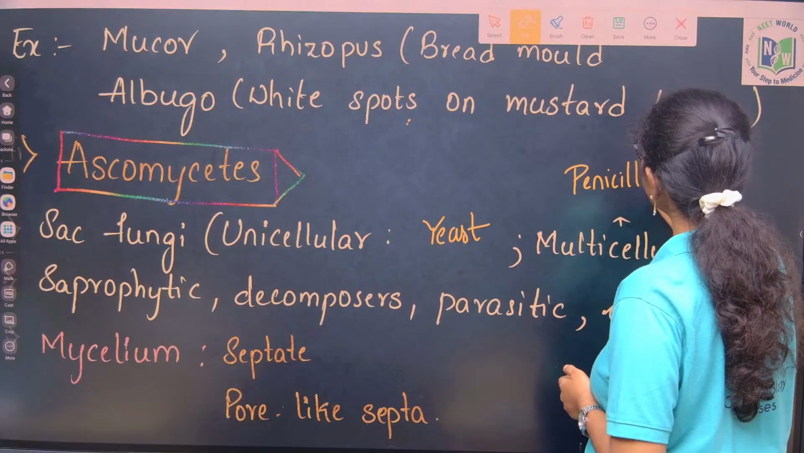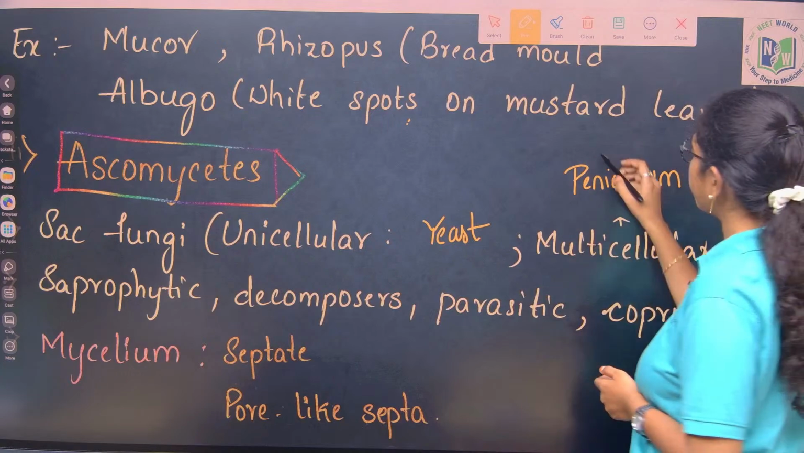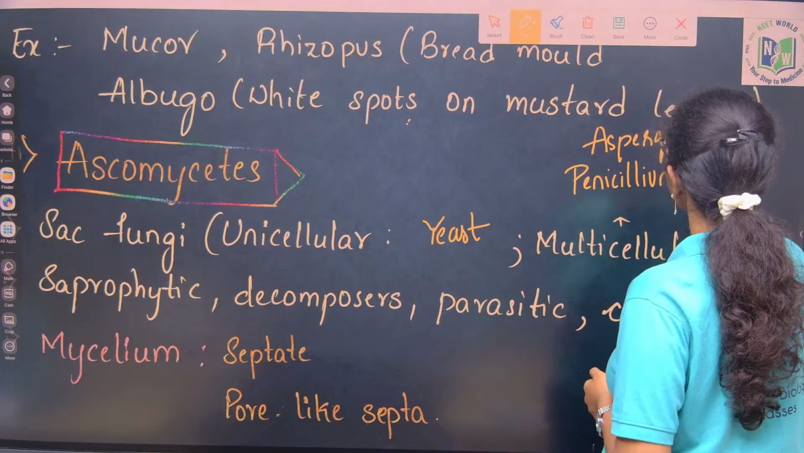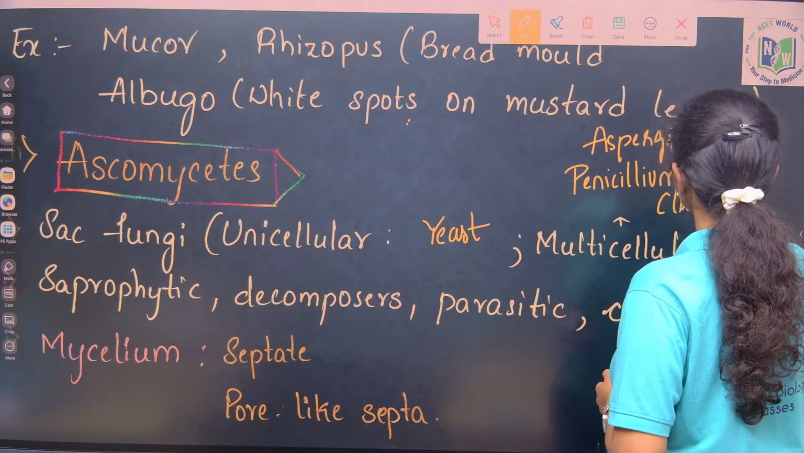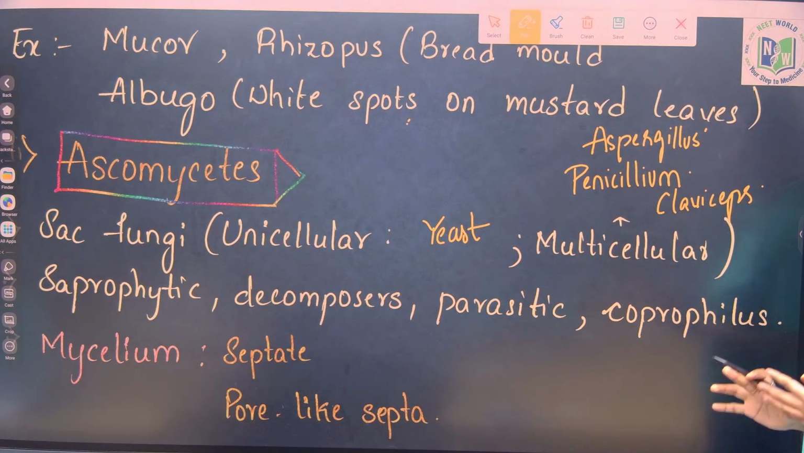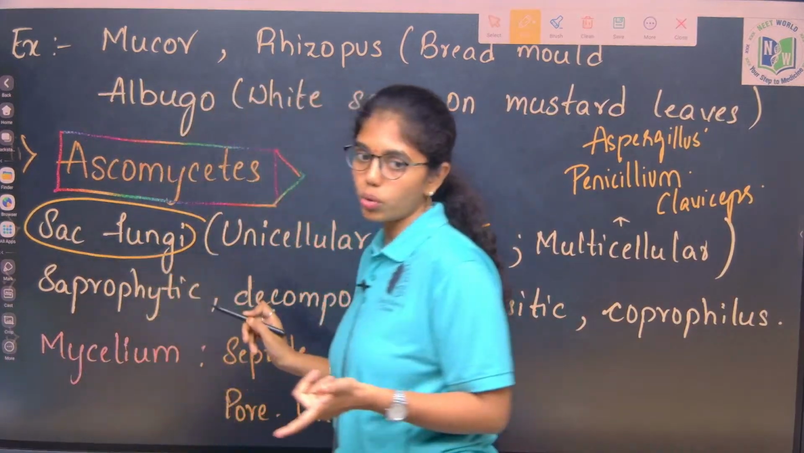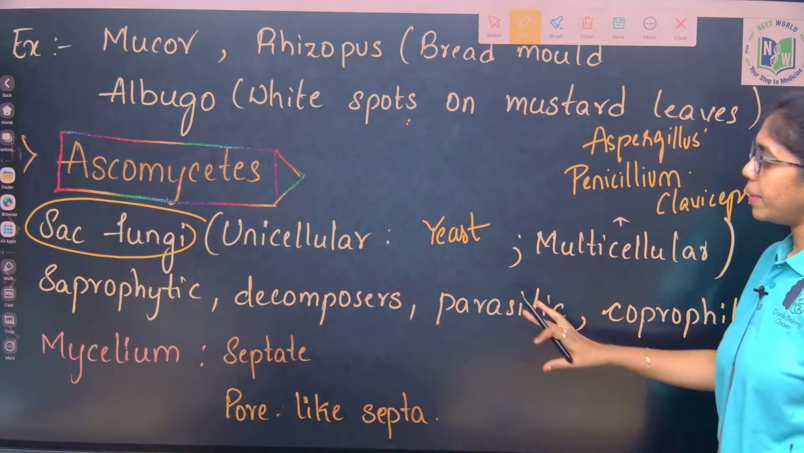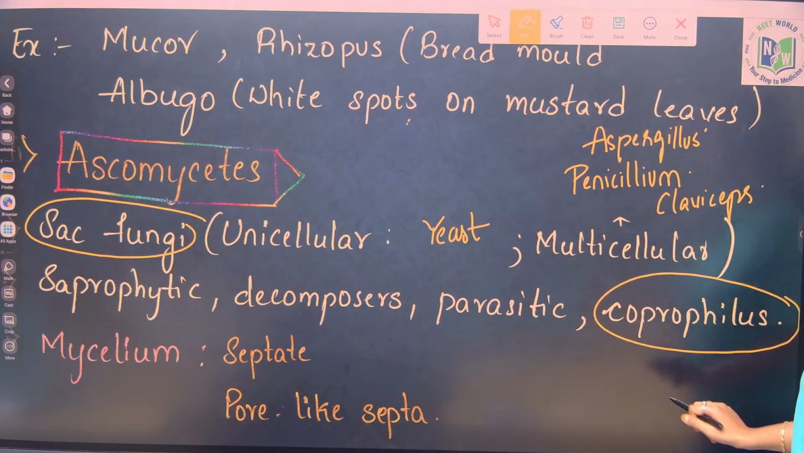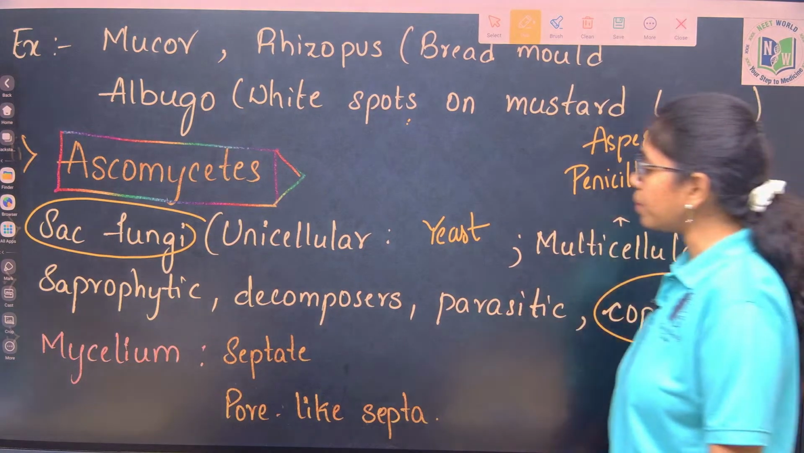Few more examples: Claviceps, Aspergillus. All these are different fungi which are multicellular under the class Ascomycetes. This Ascomycetes is commonly called sac fungi because it has sac-like ascocarps. The habitat: they are saprophytic, decomposers, parasitic and coprophilous. Coprophilous means those which live on dung, and the mycelium is septate.